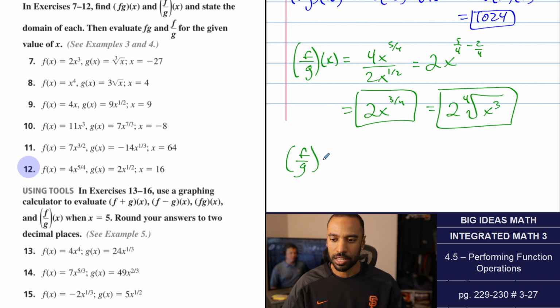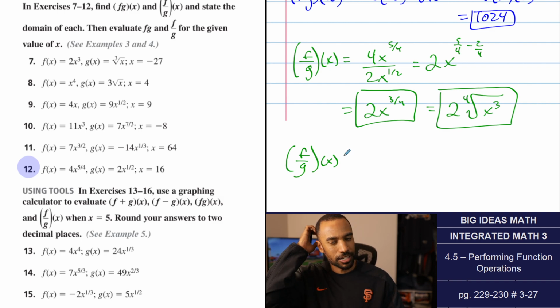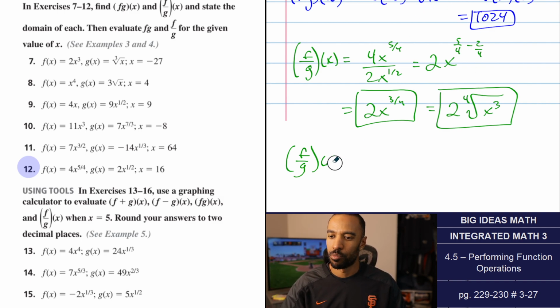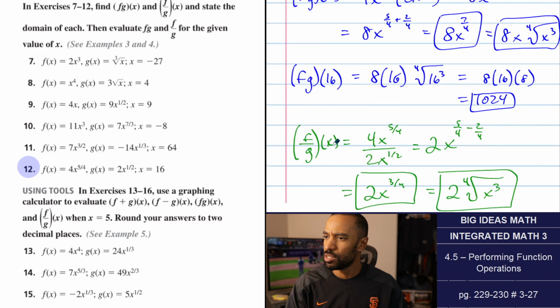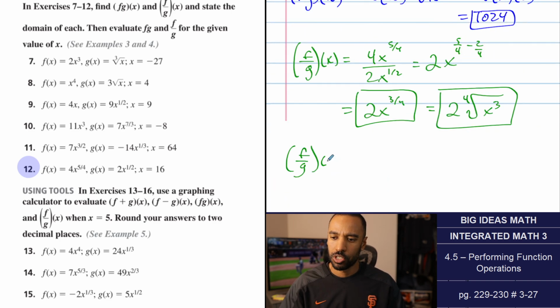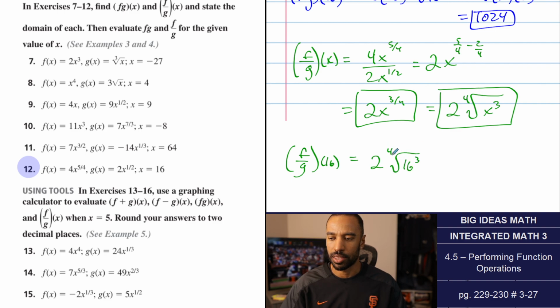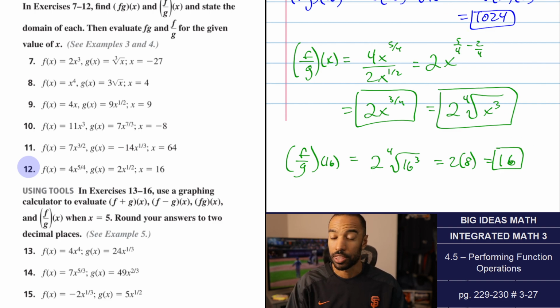F over G, I got so stoked that I could actually do a calculation there. What number was this? 64, 16? 16. F over G of 16 will be 2 times, I'm going to do this one, the 4th root of 16 cubed. And we just saw this. 4th root of 16 is 2. 2 cubed is 8. 2 times 8 is 16 back. Input 16, output 16. Not very common. I think it happened for 64 on the other one, though, so I guess common enough.